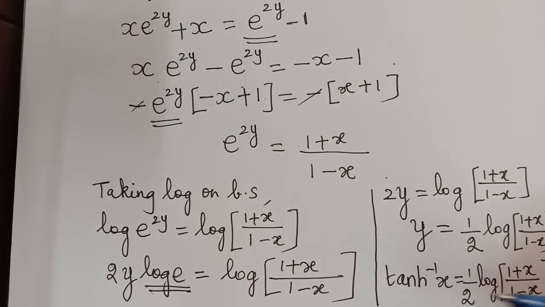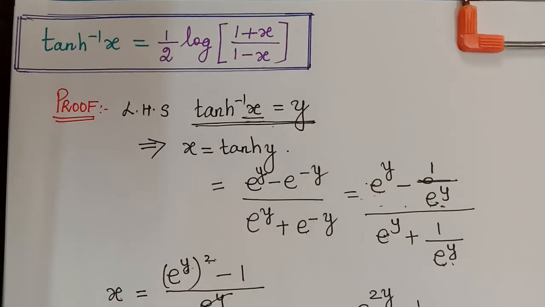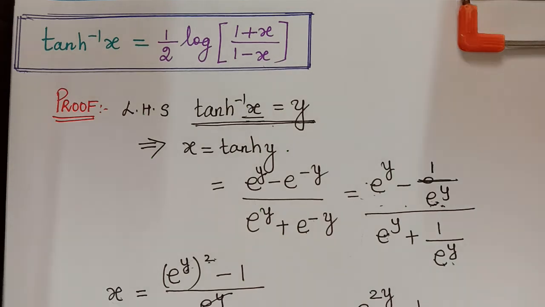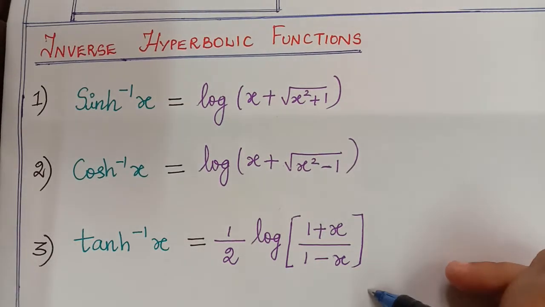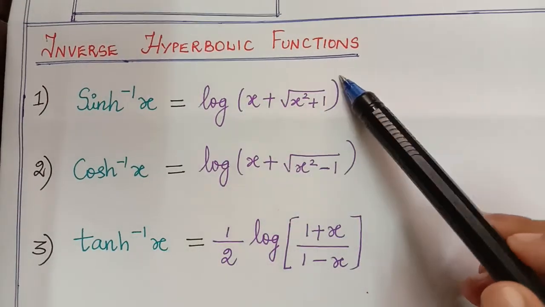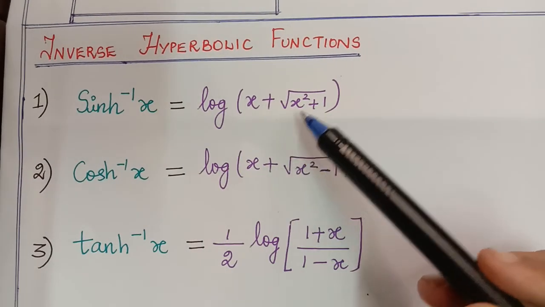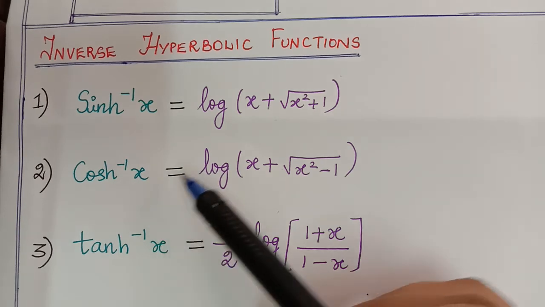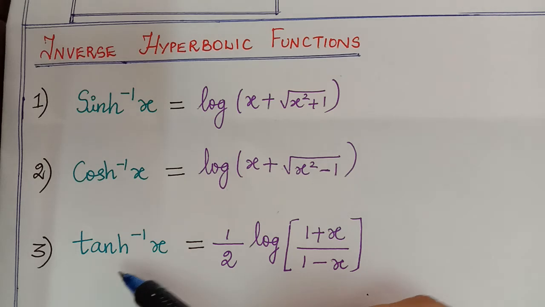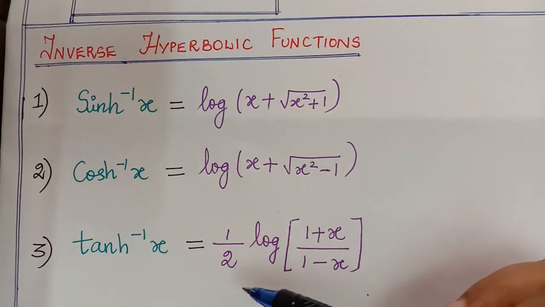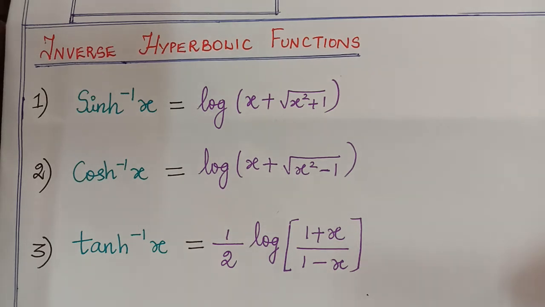The derivation of all the three inverse hyperbolic functions is very significant. They are even used as formulas in various problems, and so we have included that too in the formula list. These are the inverse hyperbolic functions, where sin h inverse of x is logarithm of x plus square root of x squared plus 1, cos h inverse of x is logarithm of x plus square root of x squared minus 1, and tan h inverse of x is equal to 1 upon 2 logarithm of (1 plus x) upon (1 minus x). Thank you.